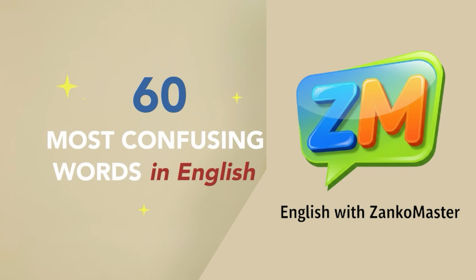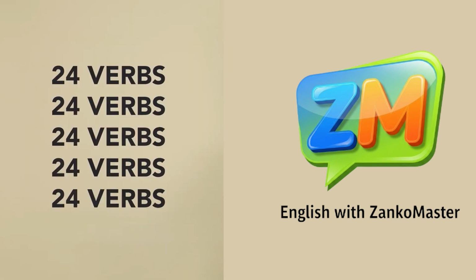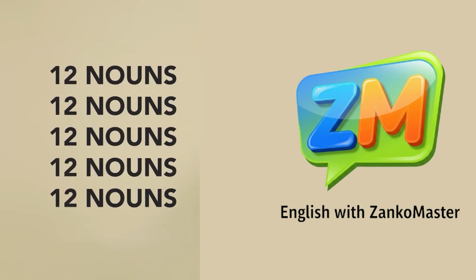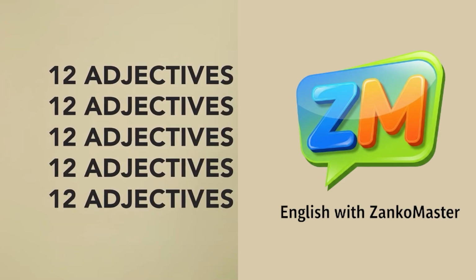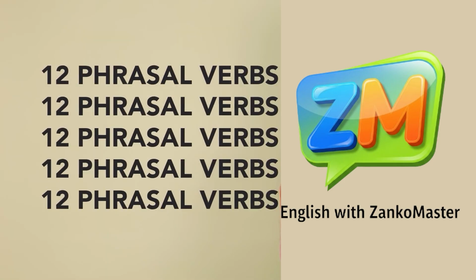I'm going to clarify them for you. You're going to understand them so well that you don't even have to think anymore. It's a huge lesson, but when you get to the end of it, I promise you will feel so much more confident when speaking English. We're going to go through 24 verbs, 12 nouns, 12 adjectives, and 12 phrasal verbs.